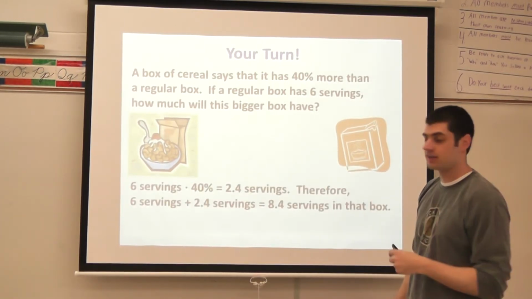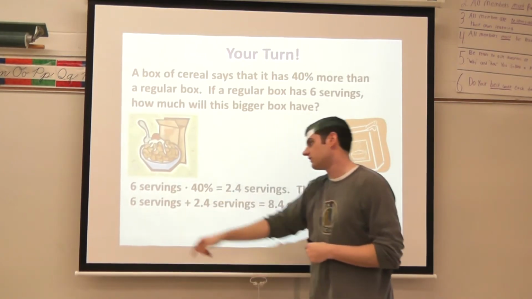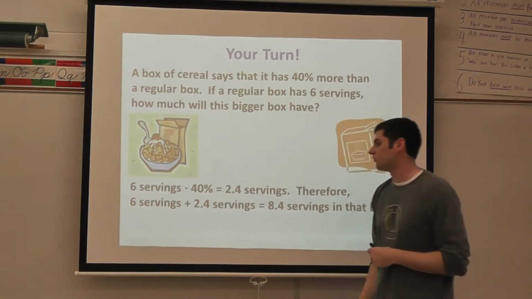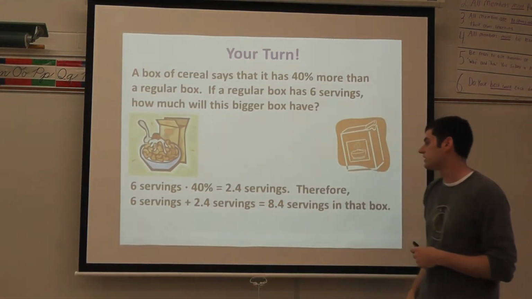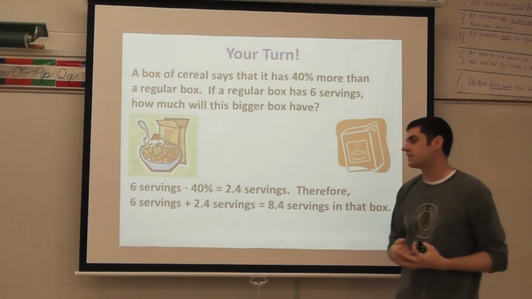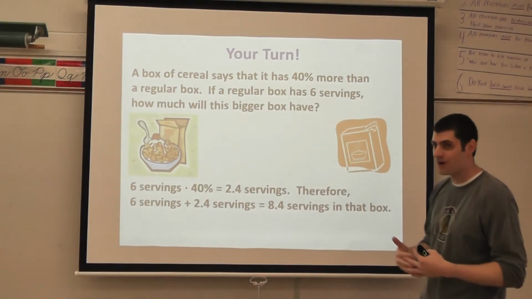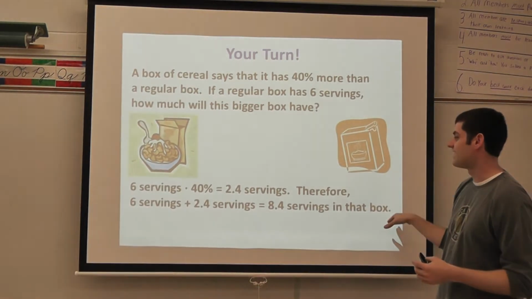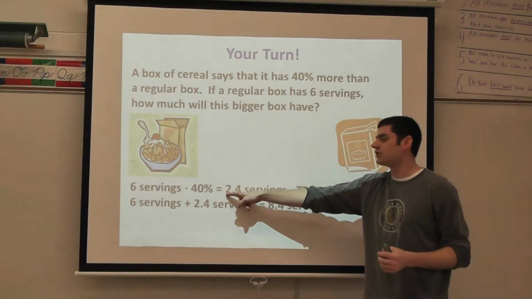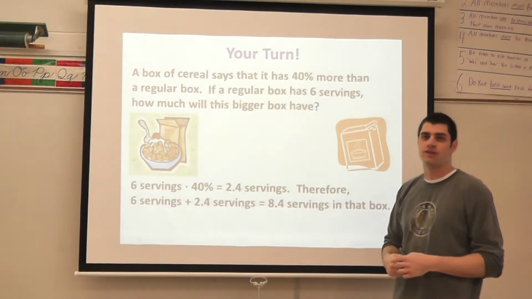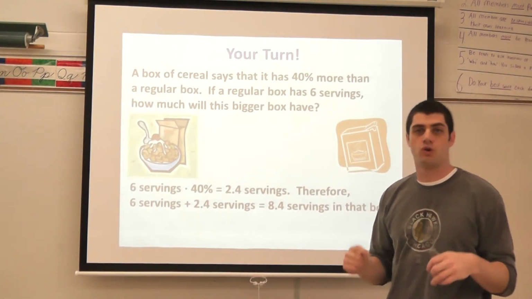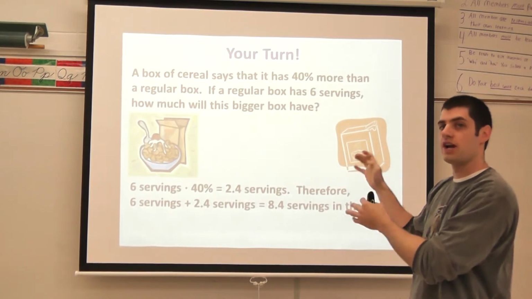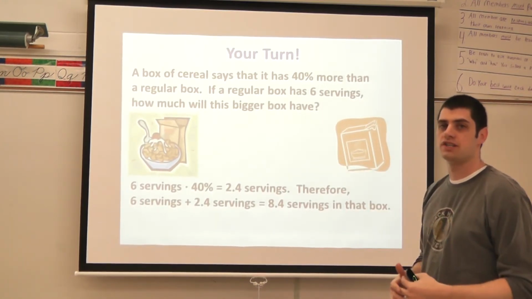Again, I can double check this in the calculator. I can take my 6 servings times the 40%, which is going to give me 2.4 servings. Therefore, I can add the 6 servings plus 2.4 servings. It's going to equal 8.4 servings in that box. So in the bigger box, you're going to get almost 2.5 more servings than you would in the normal box. And again, if I had put prices up here, you'd be able to compare the prices as well.